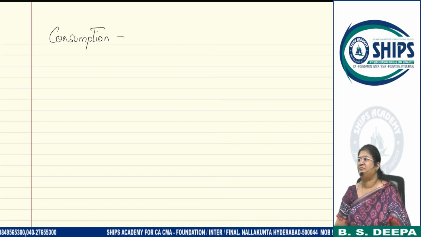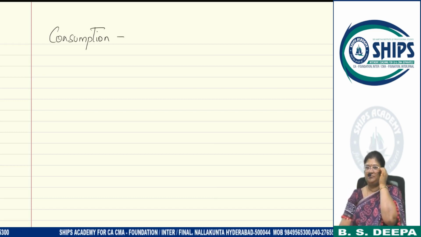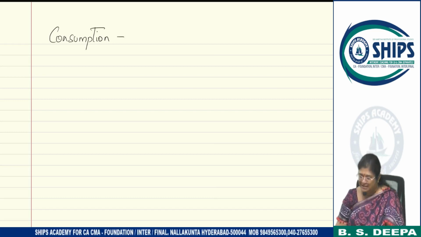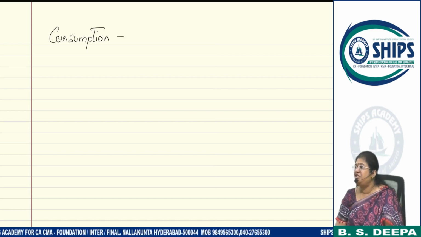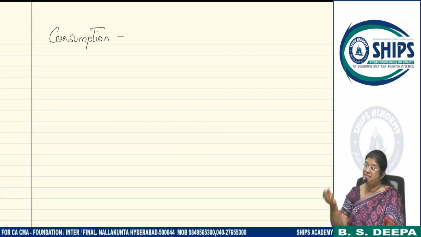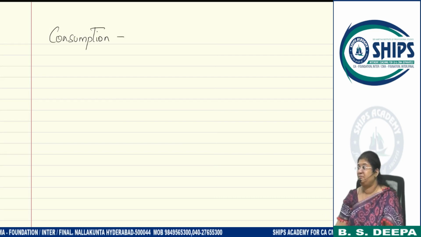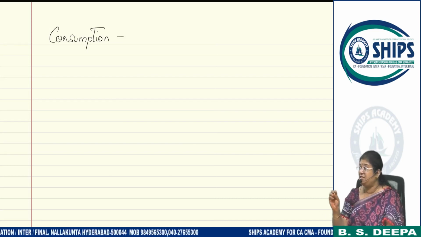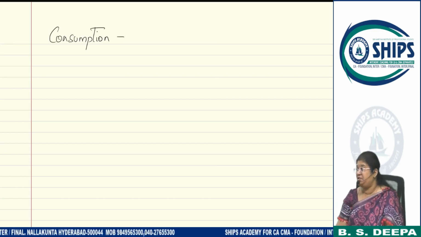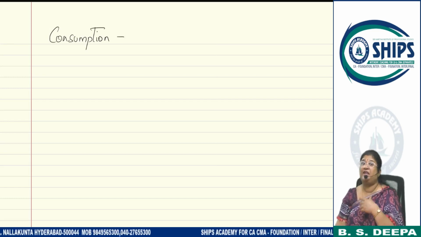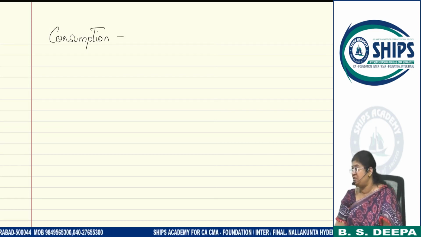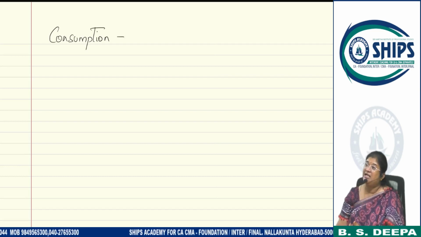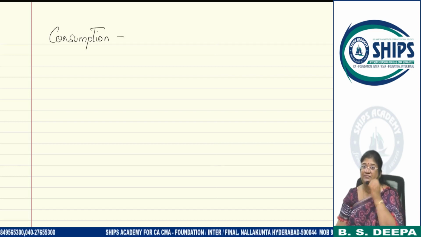Usage of goods and services. For what purpose? Correct. For satisfaction of our wants. So it is not just usage, it is also about purchase. We need to purchase, then we need to use the goods and services to satisfy our wants, right? Only then it is called consumption.